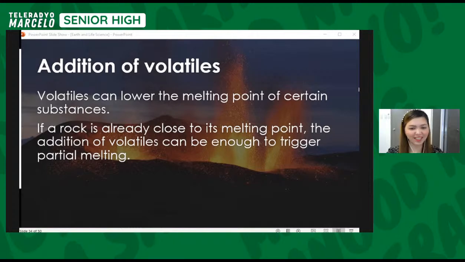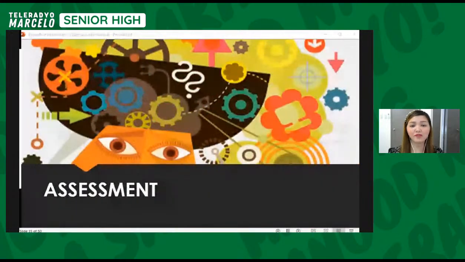Okay, did you understand the three reasons or the possible causes for melting to occur in the mantle? If so, that's a wrap, everyone. And now, do you have any questions about this topic? If there are questions, feel free to ask me through our comment box and I will address and answer your questions. Okay? And if there are no more questions, we will end our episode for today.